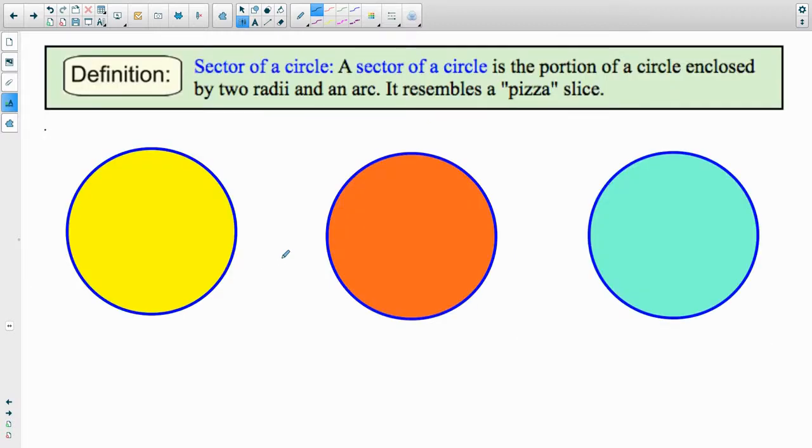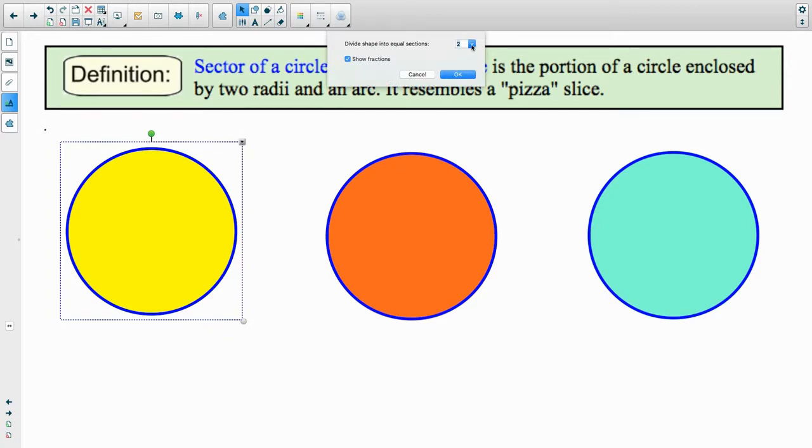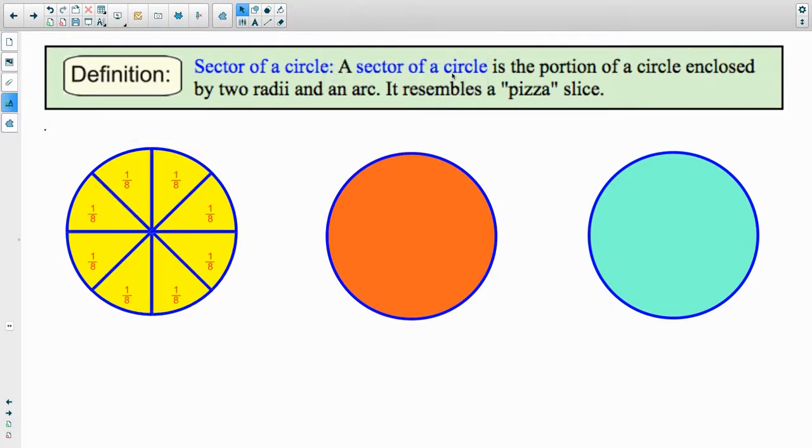So here's the definition. Sector of a circle. A sector of a circle is the portion of a circle enclosed by 2 radii and an arc. It resembles a slice of pizza. Well, we've spoken about this several times because often when I ask what shape is a slice, many people want to say it's a triangle, but technically it's not. But we do know, for example, that if we take this first circle here, and I'm going to divide this circle into the way that we normally slice a pizza, which is how many slices? Well, if it's a large pizza, I'm going to separate it into 8 slices, right?